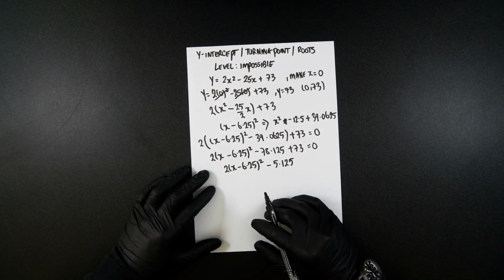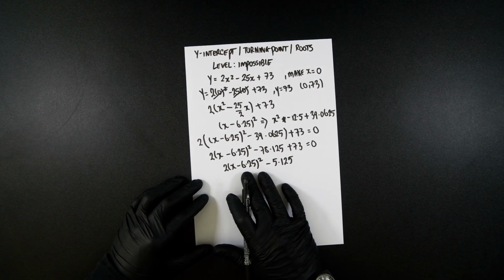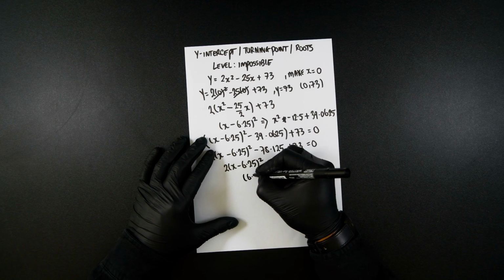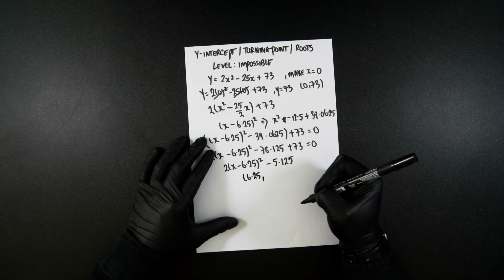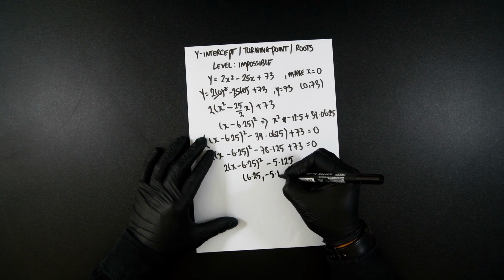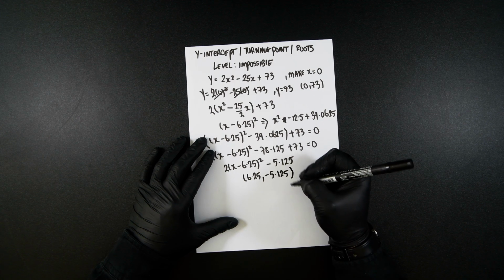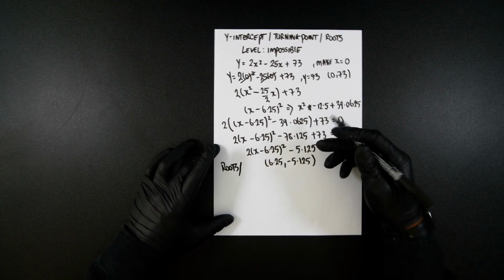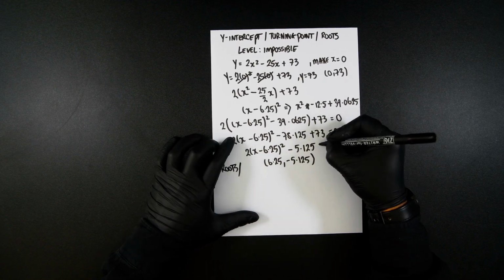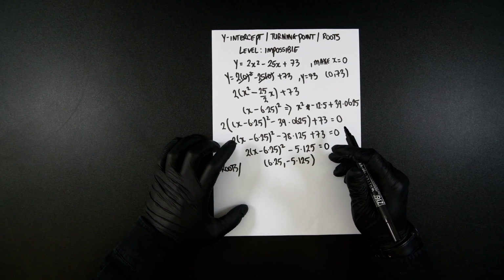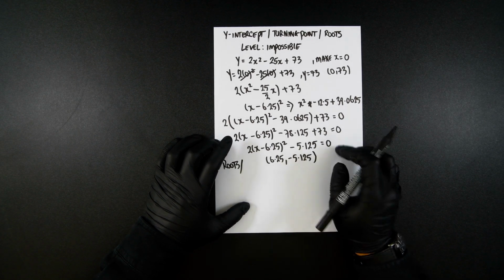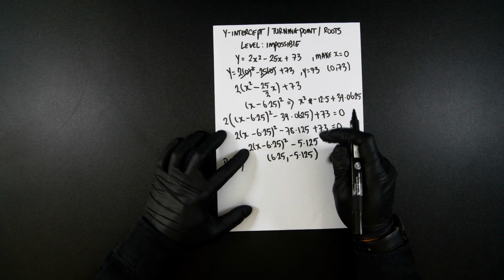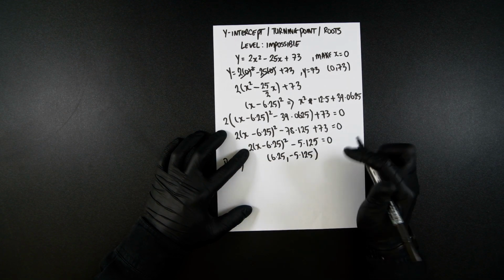We can now find out what the turning point is. Everything inside the brackets, we flip the sign, so that's going to be 6.25, and everything outside the brackets, we keep the sign the same. Now we can find out what the roots are. We continue from this point here, and we move the 5.125 to the right hand side. So you're then going to get, and actually we'll divide both sides by 2 as well.